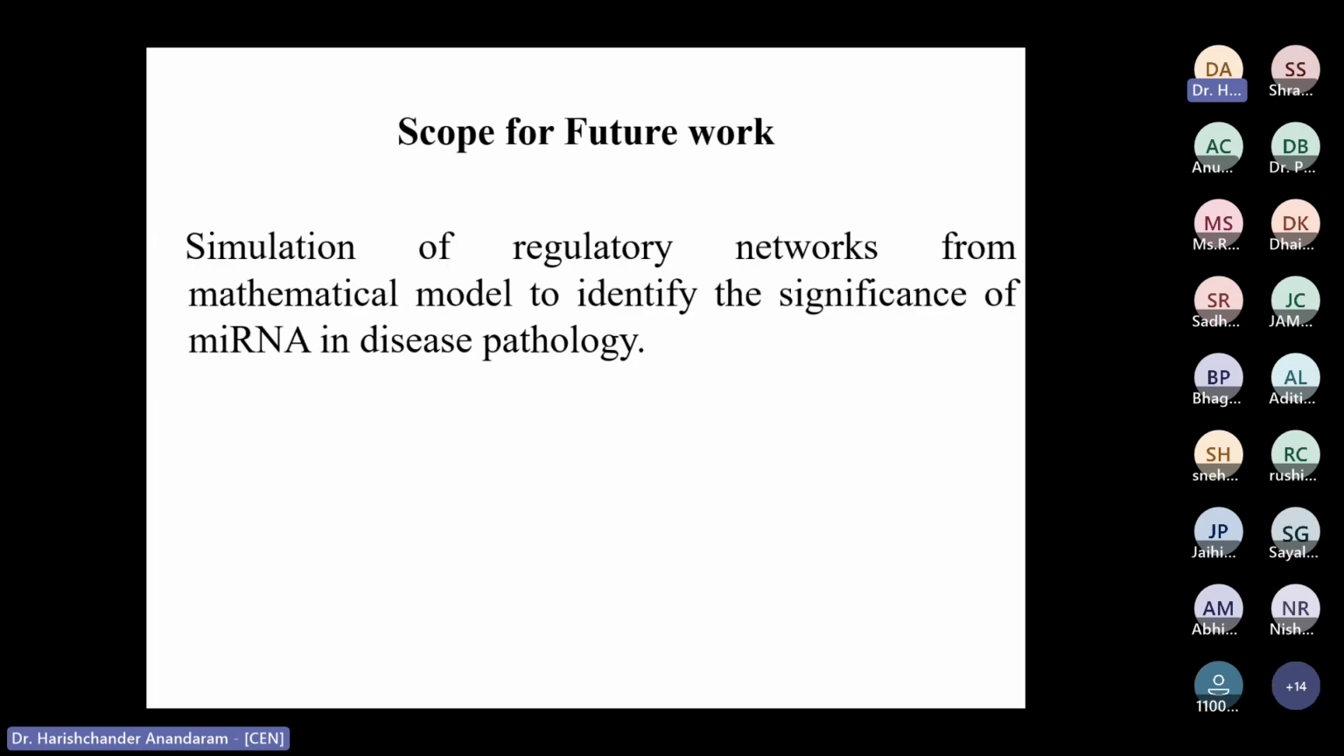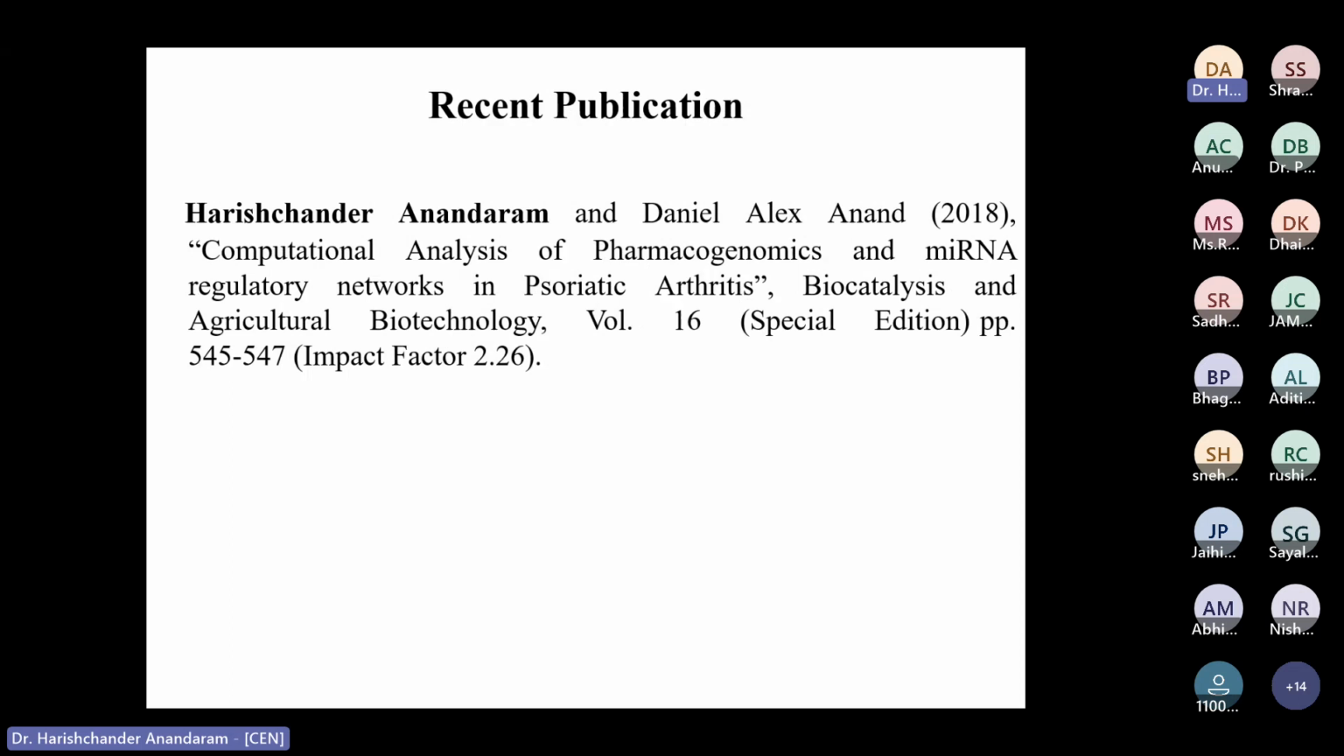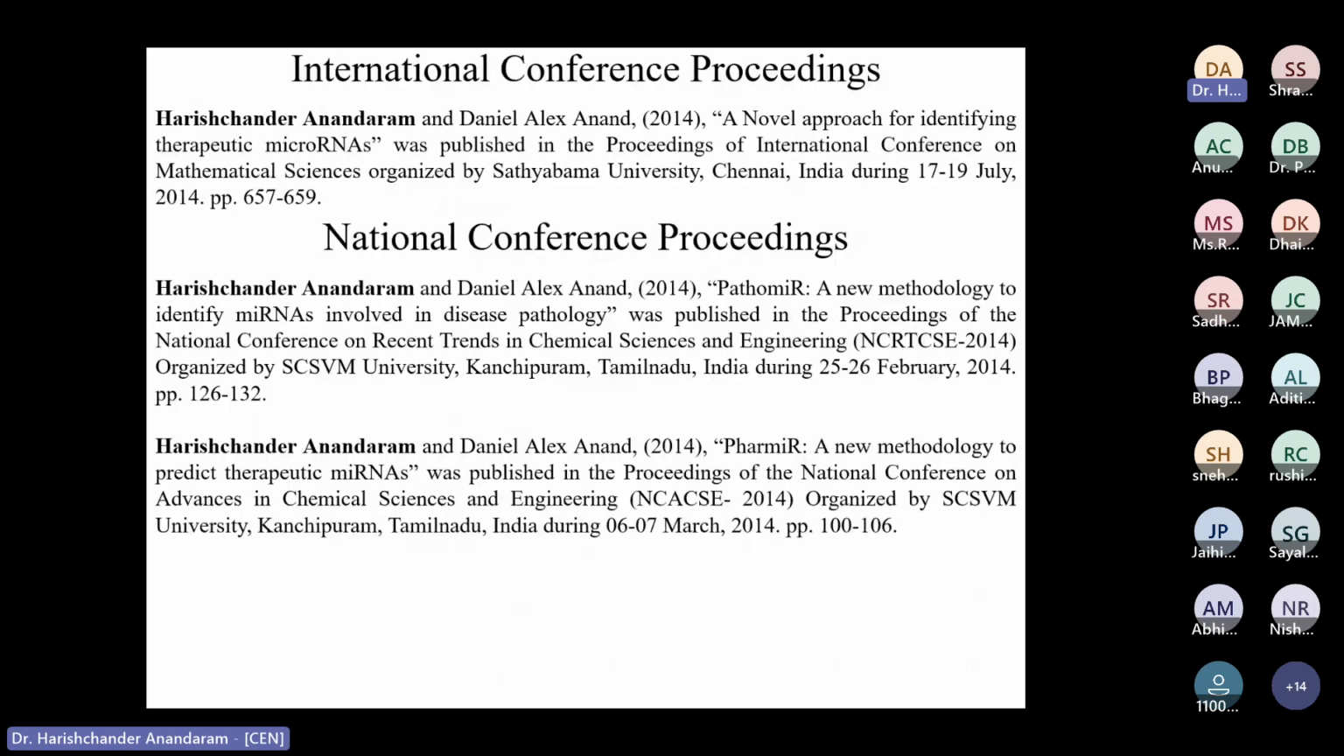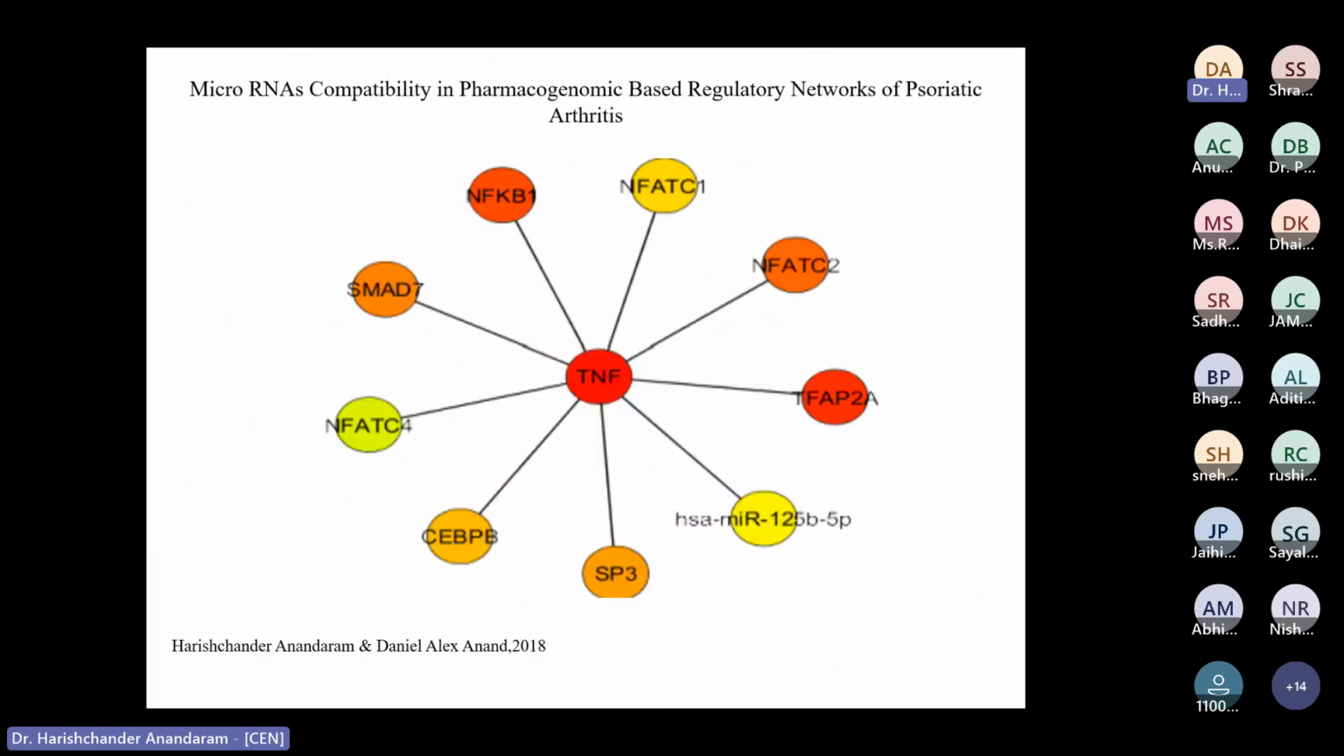The scope is we need to work on the simulation of regulatory networks from a mathematical model to identify the significance. Already a lot of work is going on all over the world to identify a biomarker related to it. And this was the recent publication. Initially, we got it from an Elsevier journal. And these are the related journal publications, and these are the conferences, national and international level. And these are some of the key findings from various journals we have reported in 2018-14.